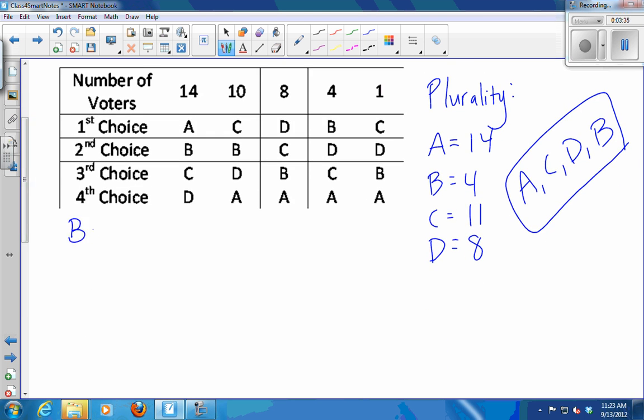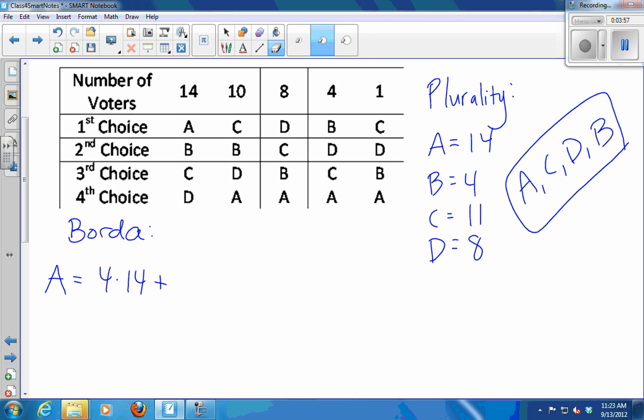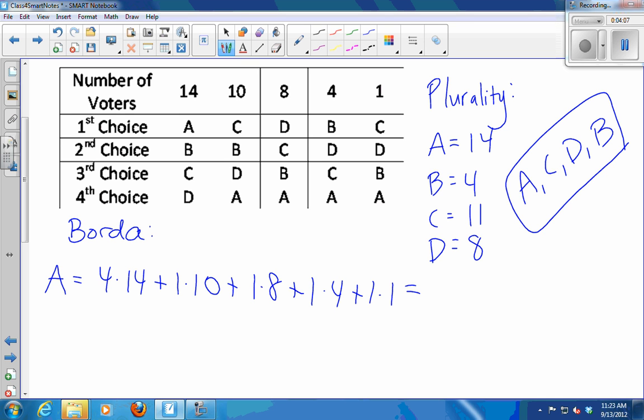Okay, let's do Borda. So we have to do points for Borda, where you assign 4 points for a first place vote, 3 for second, 2 for third, and 1 for fourth. So A is going to have 4 times 14 plus 1 times 10 plus 1 times 8 plus 1 times 4 plus 1 times 1. What does that add up to? 79. Thank you.